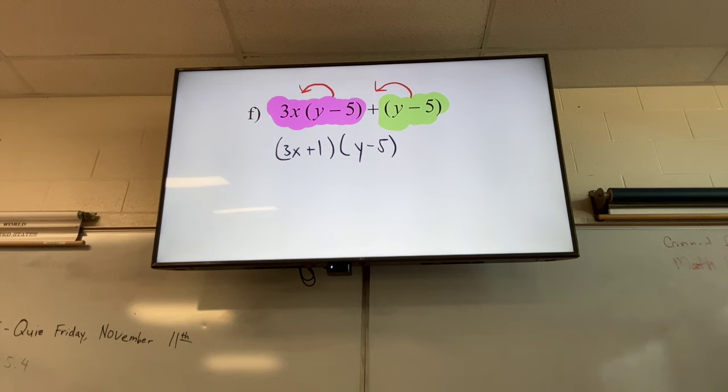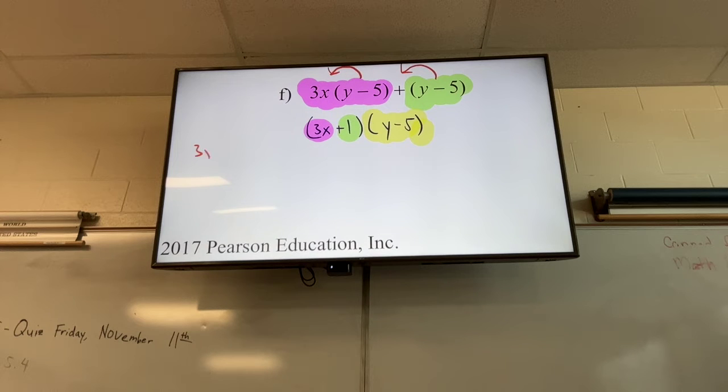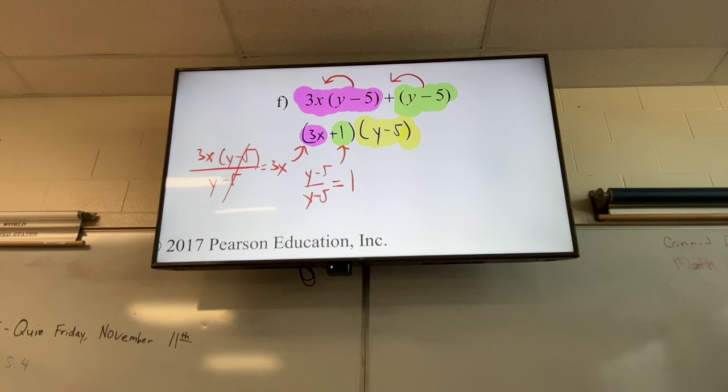I pull a y minus 5 out. Okay? So this first term here comes from the pink term. This second term here comes from the green term. This y minus 5 is what I pulled out. I got the pink from doing 3x times y minus 5 over y minus 5. That's where I got the pink from. They give me 3x. Okay, I got the green from doing y minus 5 over y minus 5. That's where I got this green from. Okay? And the y minus 5 is what I pulled out.